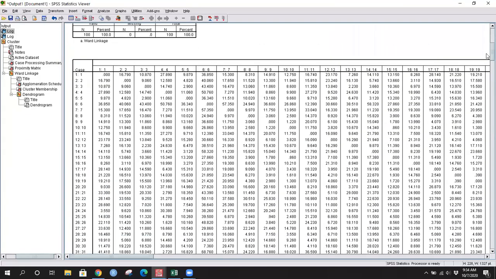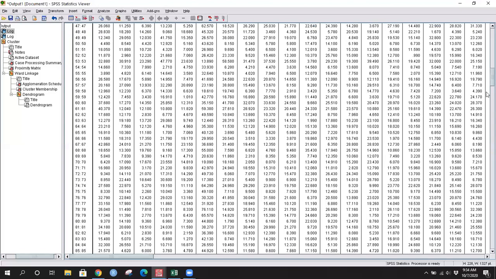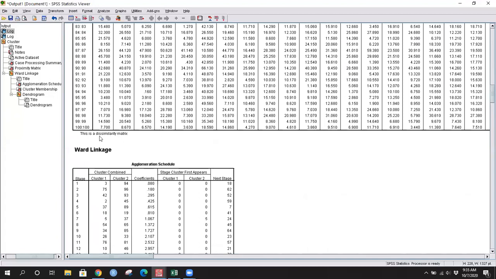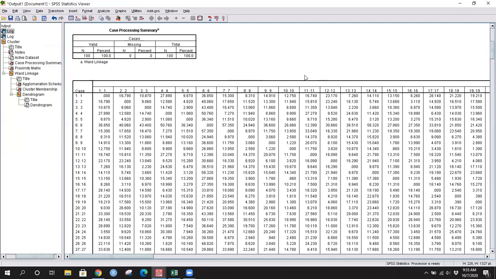The moment you click OK, you would have this output. Looking at this, the first is case processing summary. In my data, I have a total of 100 people, and there's no missing data. So I have fully 100 people employed in my analysis. Next, this big table is the proximity matrix. As you can see, it's written on the bottom, this is a dissimilarity matrix. Now recall, I taught you in the earlier video, that dissimilarity means the distance.